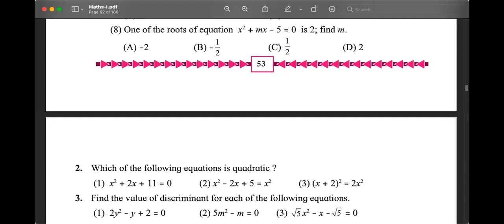Try question number 1, part 8. Here, another equation is given, x square plus mx minus 5 equals to 0. It says one of the roots of this equation is 2. Find m. Root means when we put the value of that root in place of the variable, the equation will be correct. So put the value of 2 in place of x, then you will be able to find the value of m. Waiting for your answers.